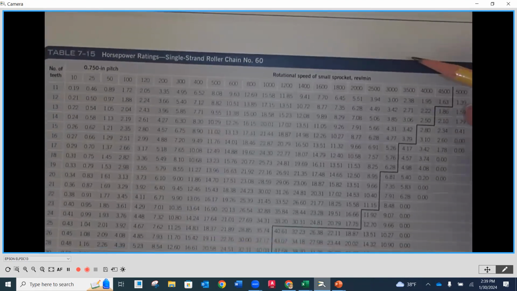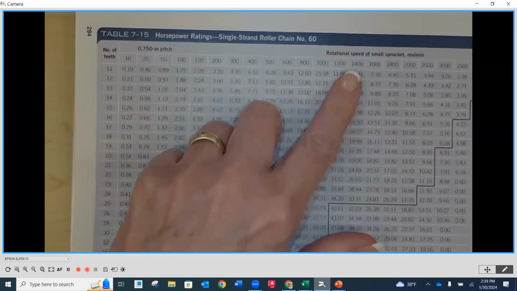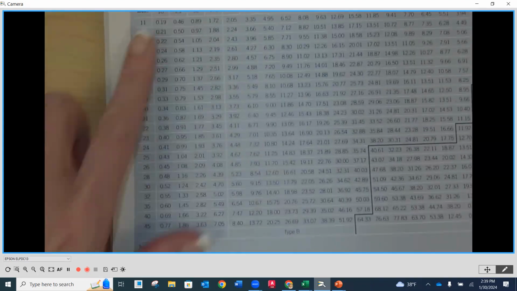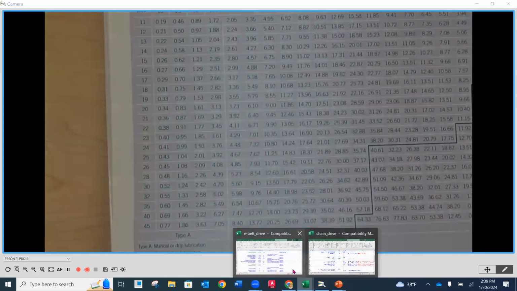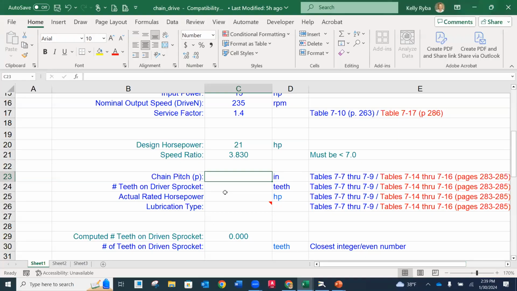Okay. So probably the best is going to be our 60. So number 60, but it's 0.75 pitch chain. So going back to our spreadsheet, we're going to put 0.75 in that cell.